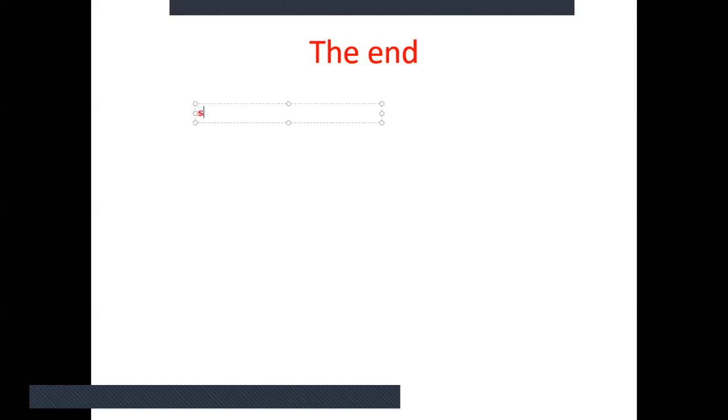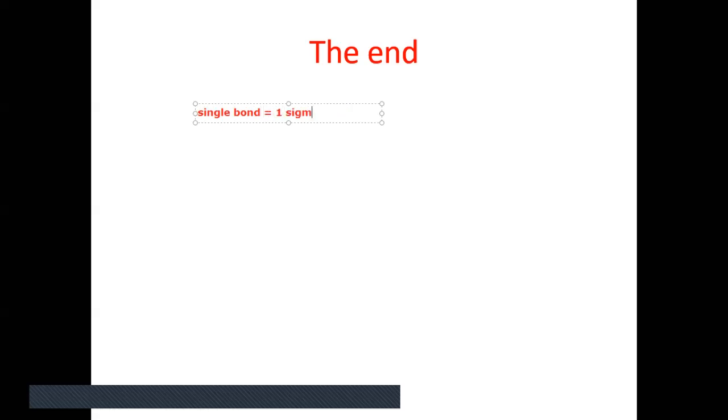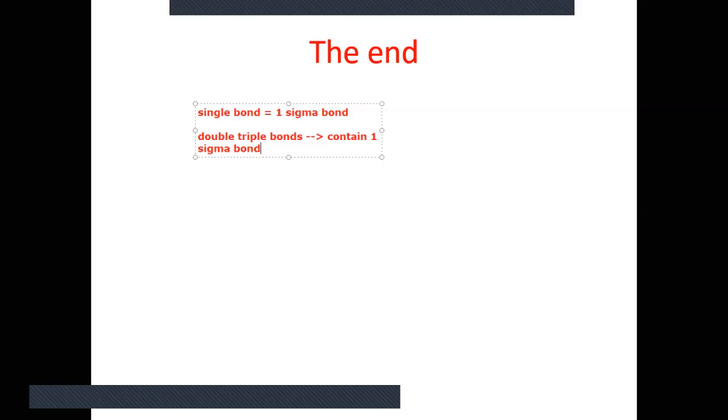Now we did mention a single bond contains 1 sigma bond. Double and triple bonds contain 1 sigma bond. So everything contains a sigma bond, which is that cylindrical lobe of electron density between 2 atoms.